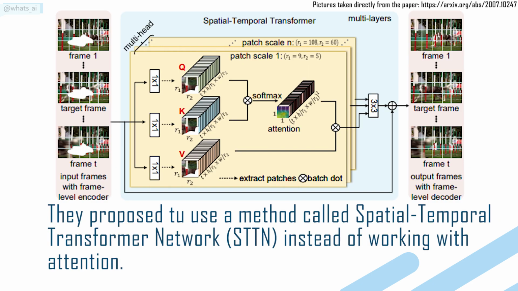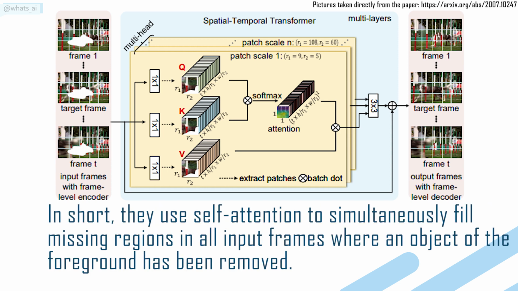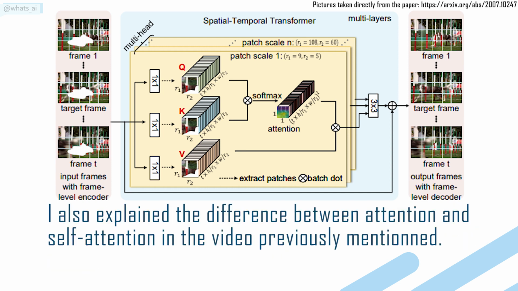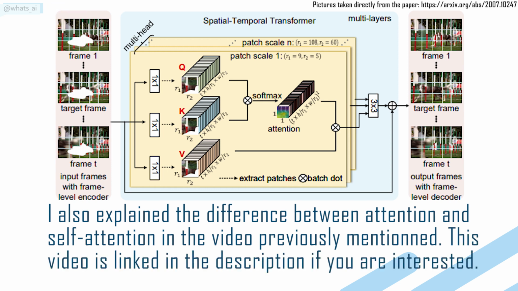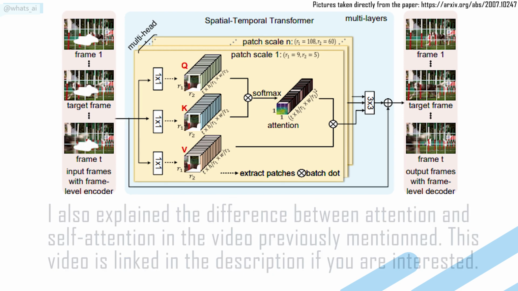They propose to use a method called Spatial Temporal Transformer Network, or STTN, instead of working with attention. In short, they use self-attention to simultaneously fill missing regions in all input frames where an object of the foreground has been removed. I also explained the difference between attention and self-attention in the video previously mentioned.